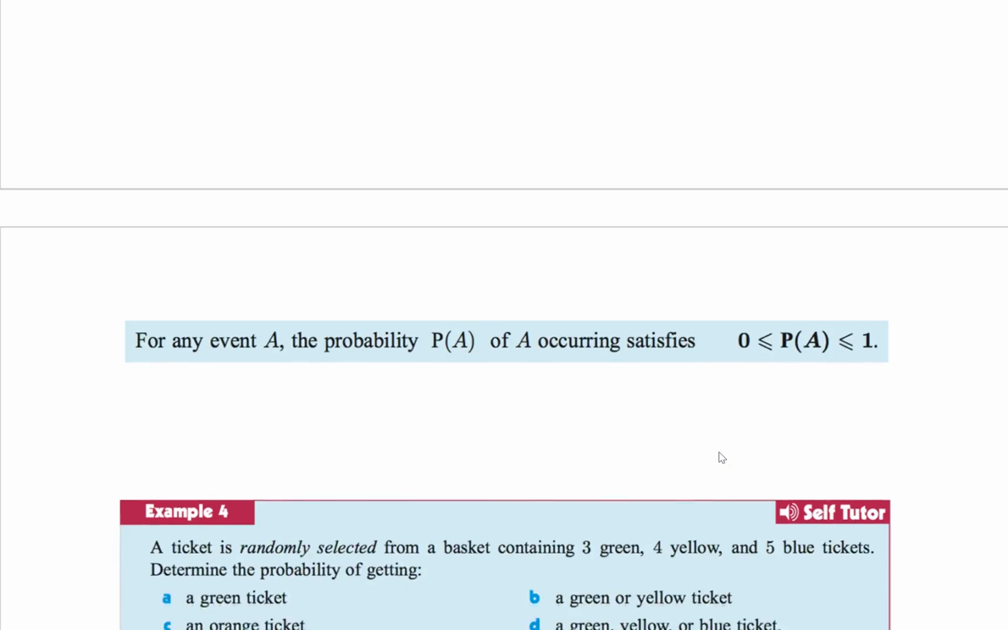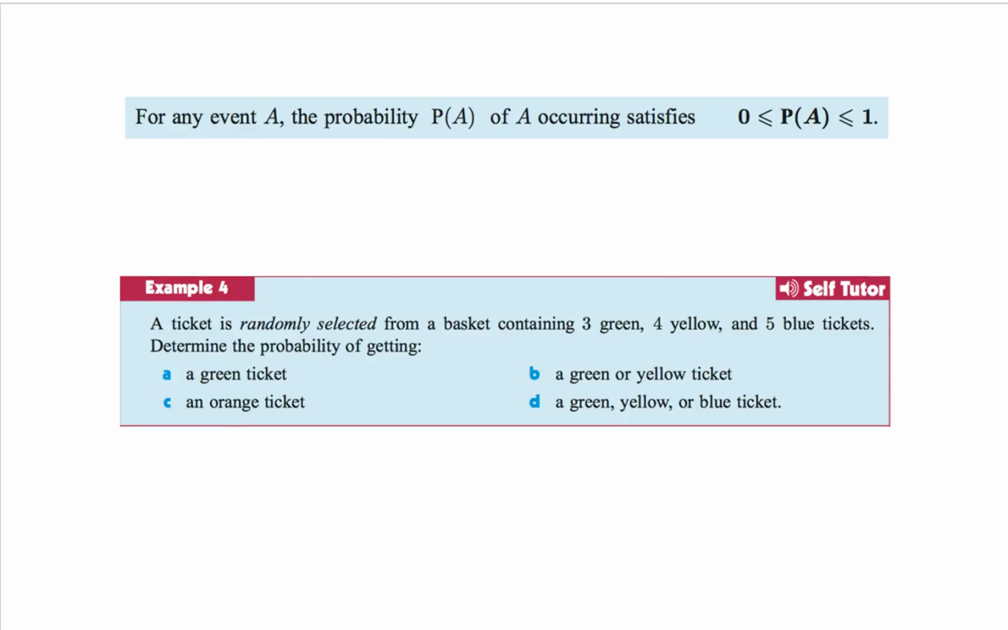Don't forget what I said before, right? When we talk about probabilities, the max is 1. It never makes sense to have over 100% probability of something happening. The max is 100%. That means it's guaranteed to happen. And likewise, the least that could happen is 0.